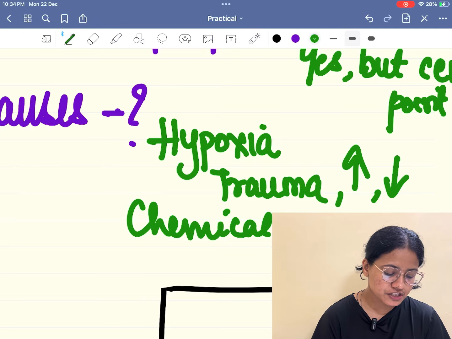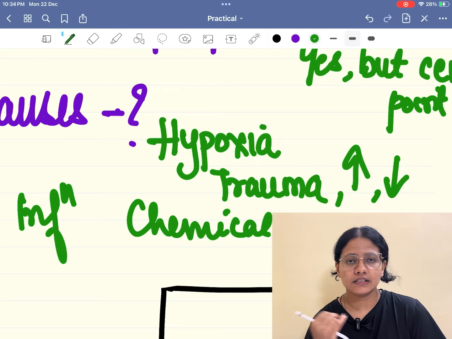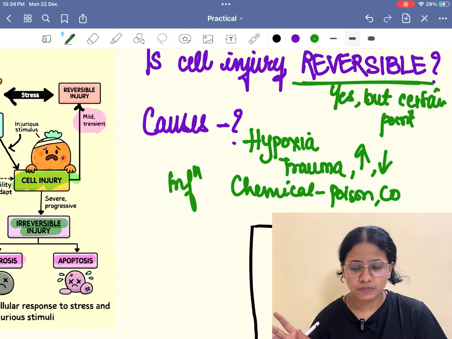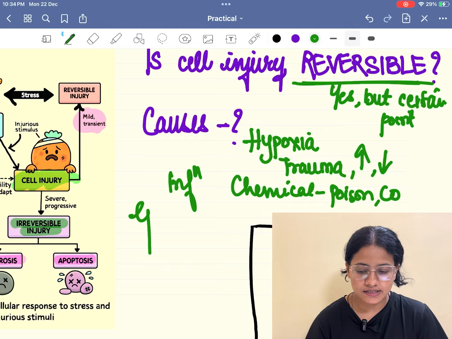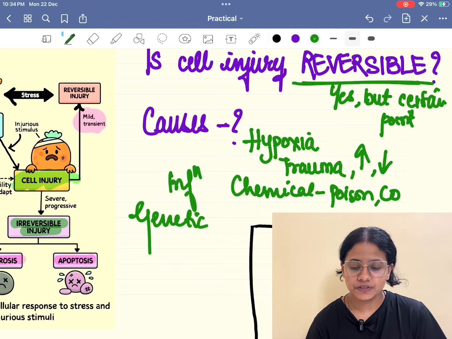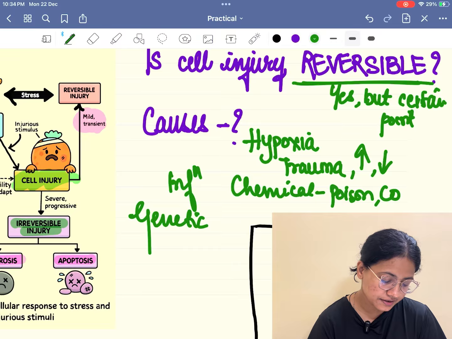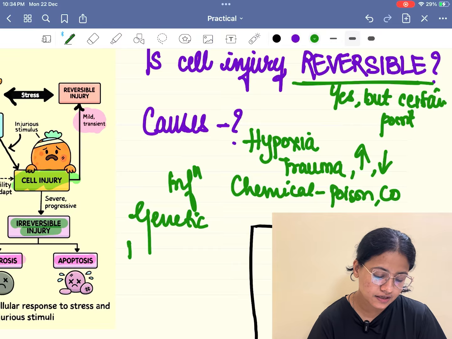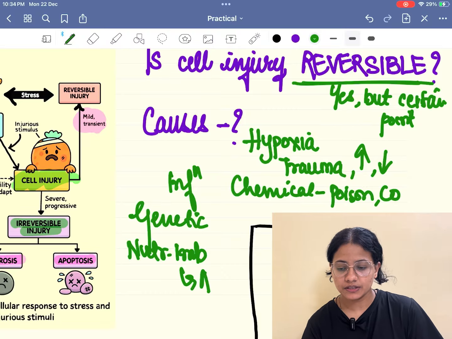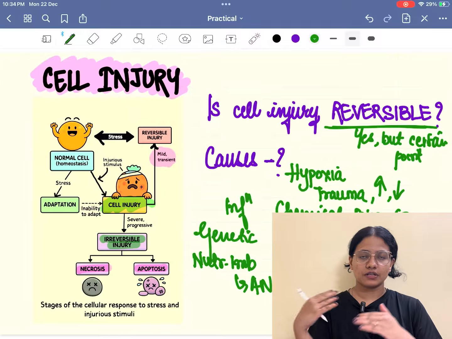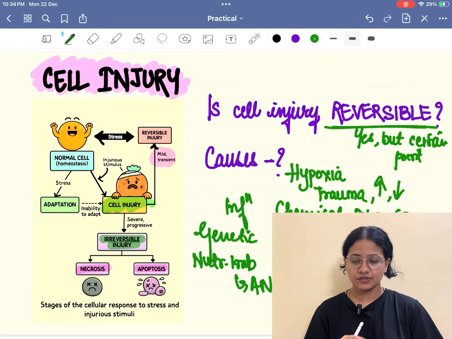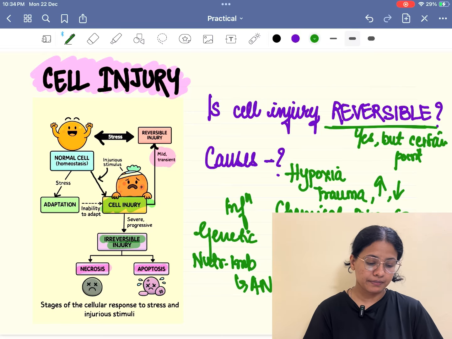Okay, so infection can be bacterial, fungal and viral, so any form of infection. Then genetics. So genetic diseases can also cause reversible or irreversible cell injury. And then you have nutritional imbalance. So diseases such as anorexia nervosa, all of this causes cellular injury. So now you know just a basic of what cell injury is, what is reversible and irreversible cell injury. So coming to the topic per se.